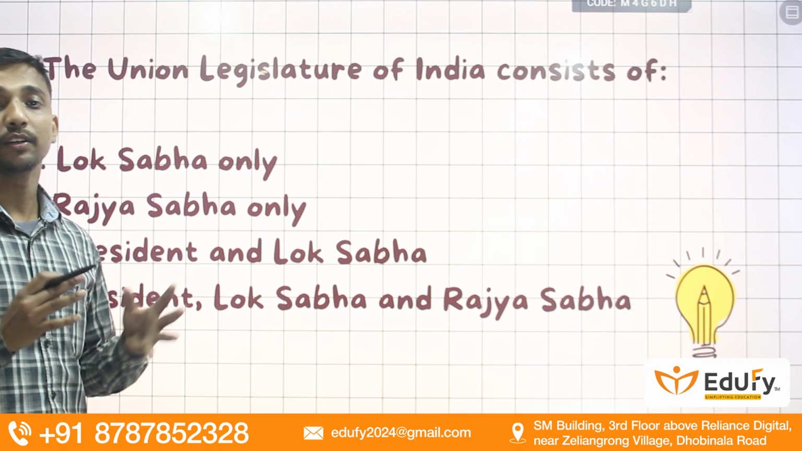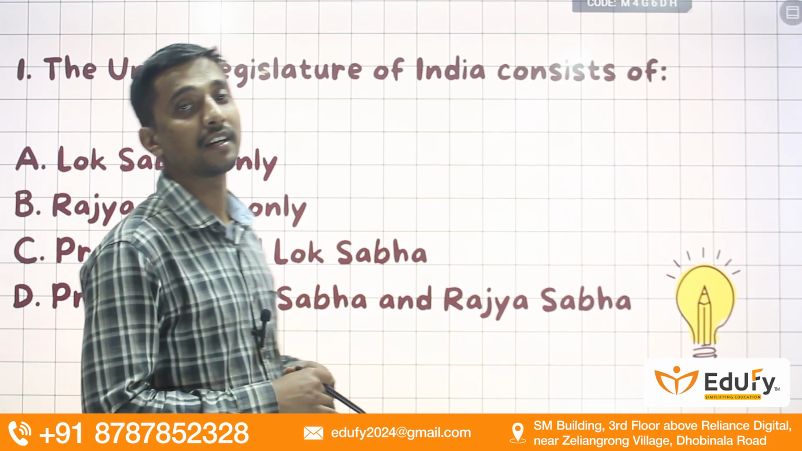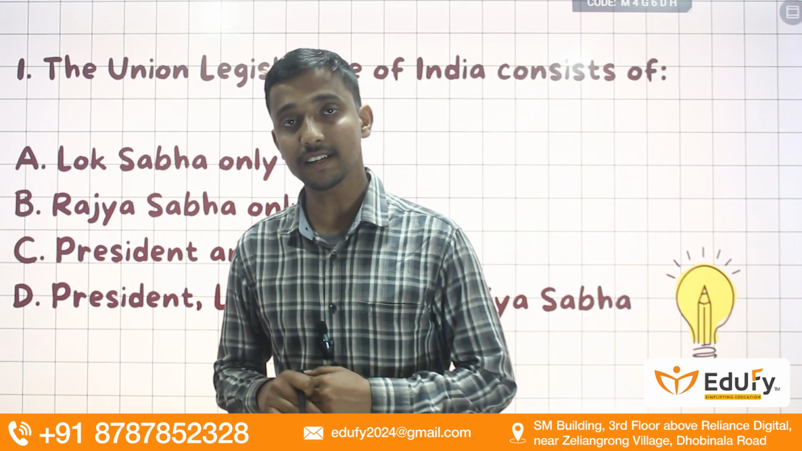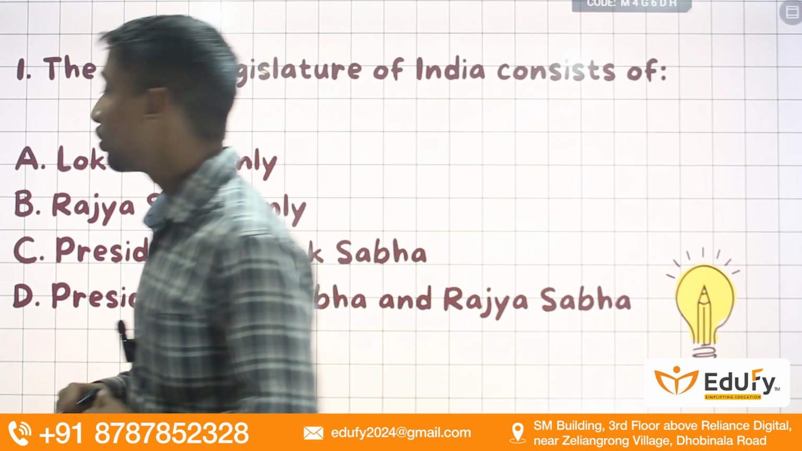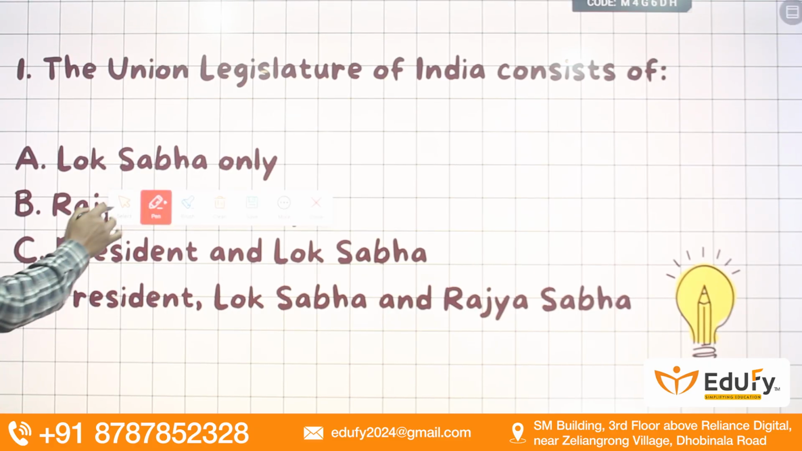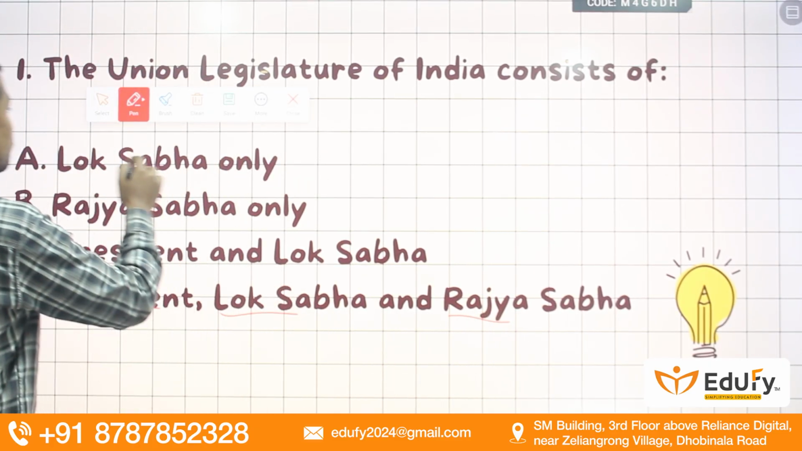So remember guys, the Union Legislature is not only Lok Sabha, not only Rajya Sabha, but it includes the President as well. So the President is an integral part of the Union Legislature. So the correct option here will be option D, that is the President, Lok Sabha and Rajya Sabha.